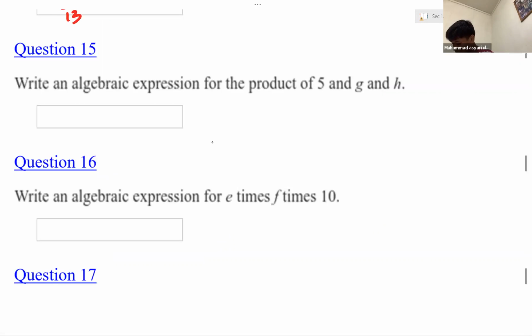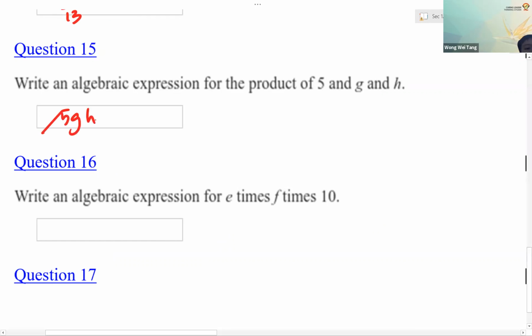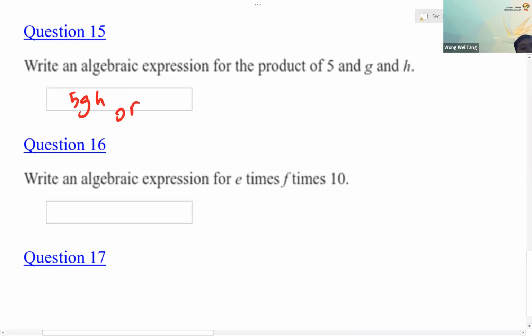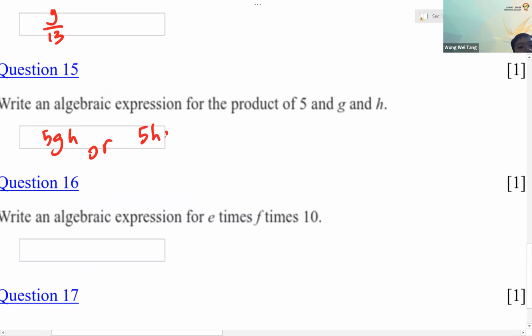Reynard, question 15. 5GH. Okay, correct. Let's see. Patricia, can you give us an alternative solution? I can use 5HG. Very good. 5HG.